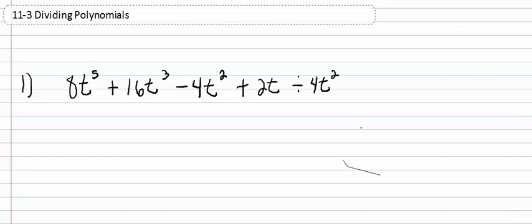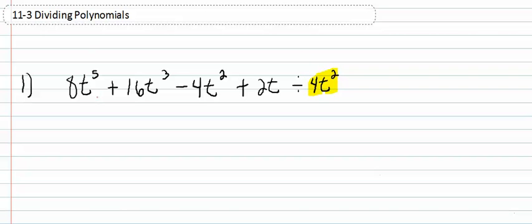Okay, today's lesson is 11-3 and it's dividing polynomials. Okay, so we have a 4-term polynomial divided by a single-term polynomial, which is called a monomial.